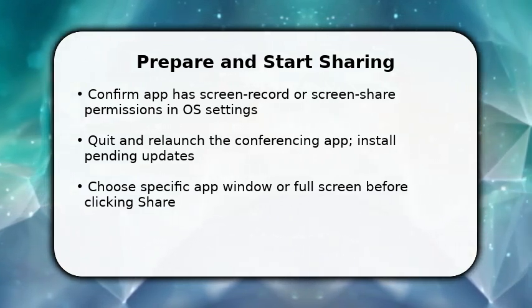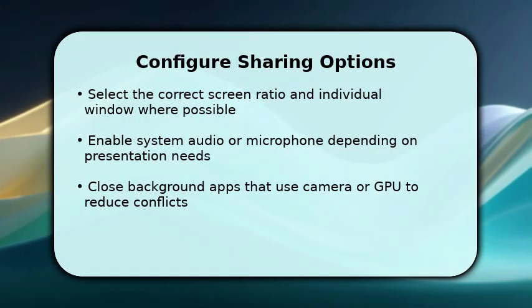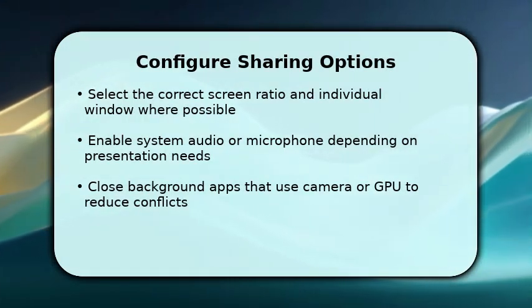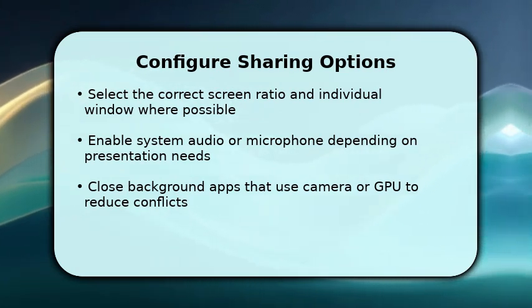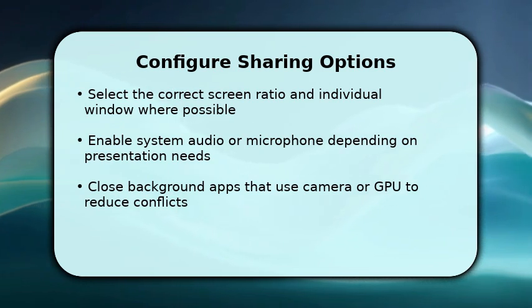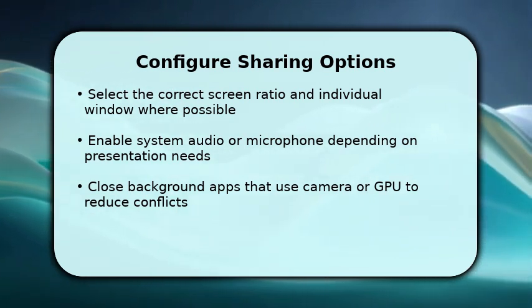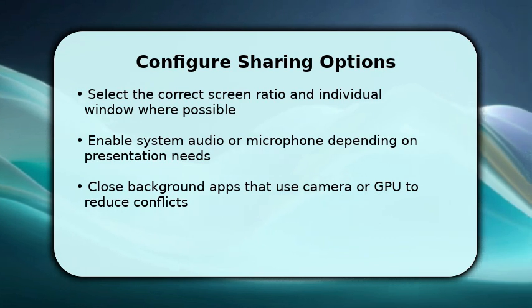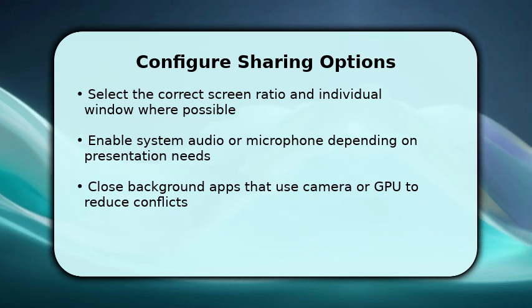You now refine how you share. Pick the window for clarity rather than the whole desktop to protect privacy and reduce lag. Once selected, enable system audio when sharing video so attendees hear sound. Otherwise, enable your mic for narration. Also, close heavy background apps that compete for GPU or camera access, because resource contention causes dropped frames and freezes.